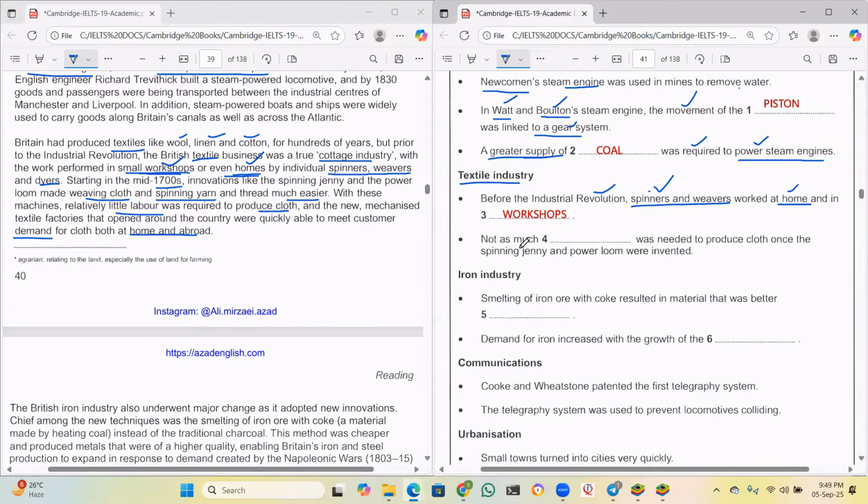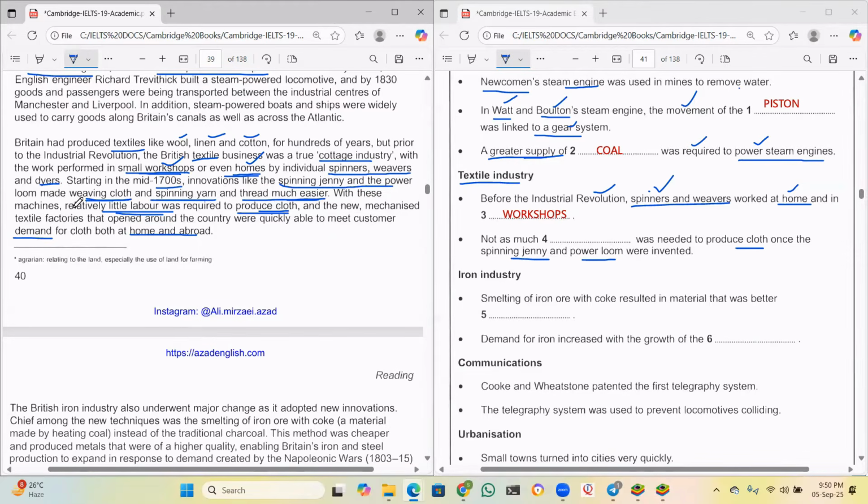Next. Not as much dash was needed to produce cloth once the spinning jenny and power loom were invented. Okay, he is talking about the spinning jenny. This one, right? So it is here. Let us read this sentence. Starting in the mid 1700s, innovations like the spinning jenny and the power loom made weaving cloth and spinning yarn and thread much easier. With these machines, relatively little labor was required to produce cloth. That's what he said. So not as much dash was needed to produce cloth.